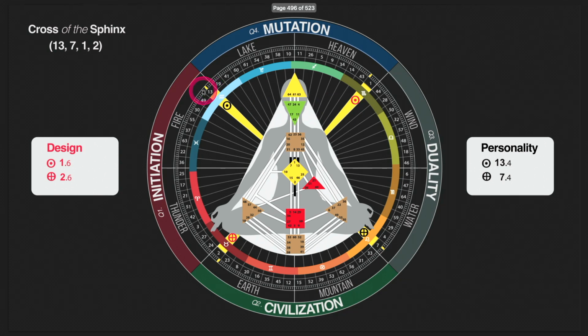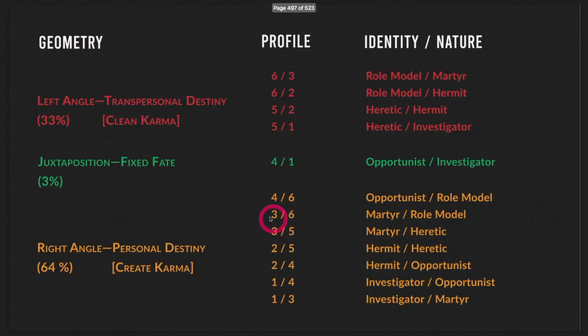All right, so we're kind of coming here to, time ticking on. So as you can see, and you're probably figuring this out by now, right? The sun then moves into the fourth gate over here on the personality side, and we get a much more common role here. We get the profile of the 4-6. We get an opportunist role model.